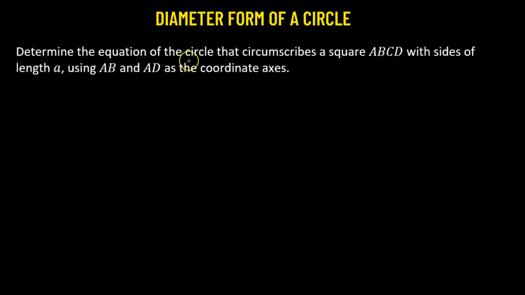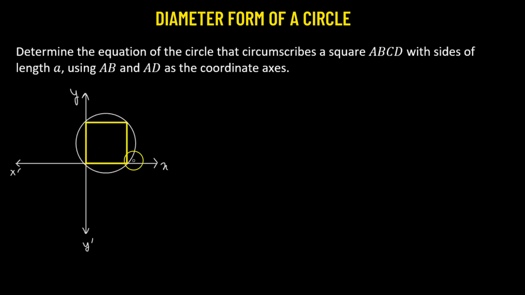In this problem, we need to determine the equation of a circle which is circumscribing a square ABCD, and the length of the sides of the square is A. And we'll have to use AB and AD as the coordinate axes. So let's try to understand the problem graphically first.